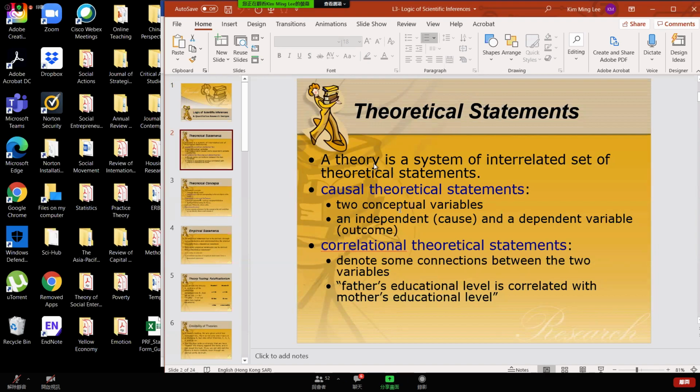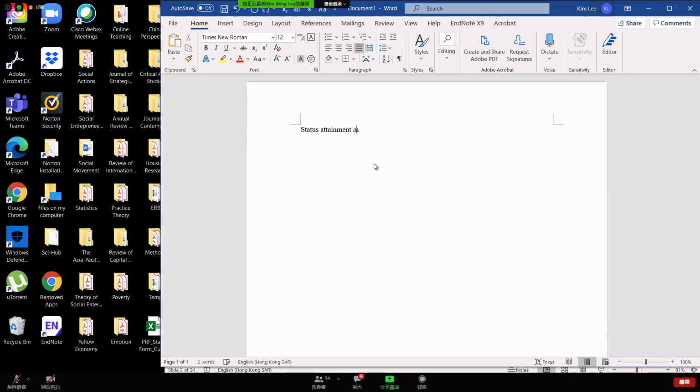Beginning to talk about the deductive logic, there are several terms we need to understand. The first one is theoretical statements. What are theoretical statements? Theoretical statements are the components of a theory. A theory is a system of interrelated set of theoretical statements. For example, in sociology, there's a well-known theory called the status attainment model. And actually, you will do an exercise on that, the status attainment model.